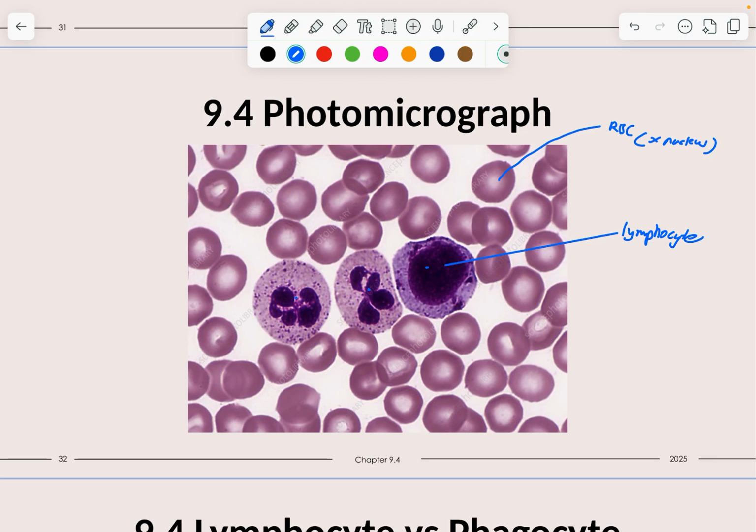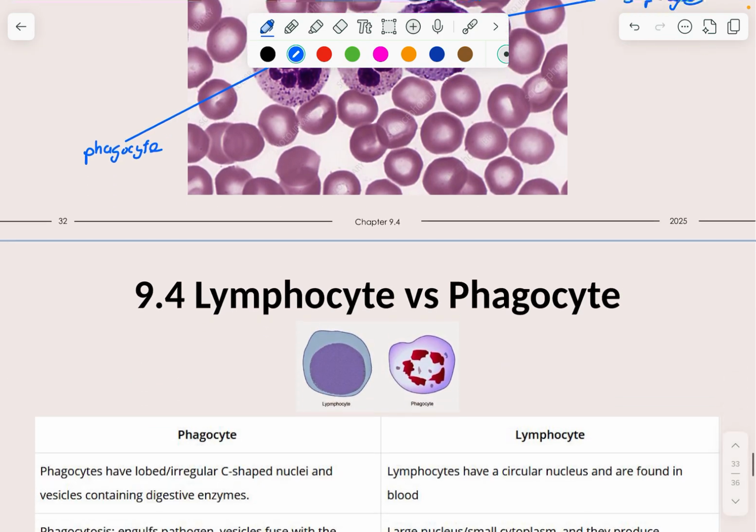This is what it has. This is the most prominent feature that you can see. Another thing, this is the phagocytes. Phagocytes are multinucleated, meaning they have multiple nuclei. Okay, so that's just how you differentiate red blood cells, lymphocytes, phagocytes. Lymphocytes and phagocytes are a type of white blood cell.